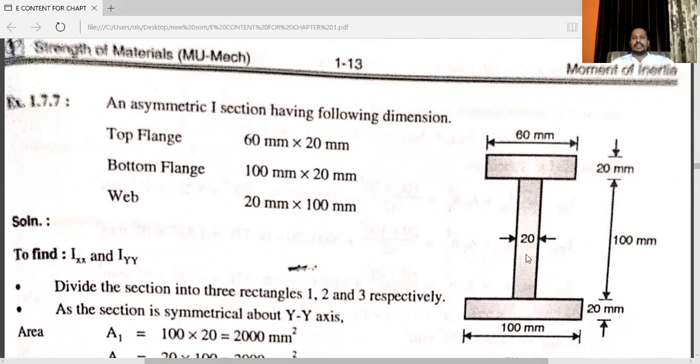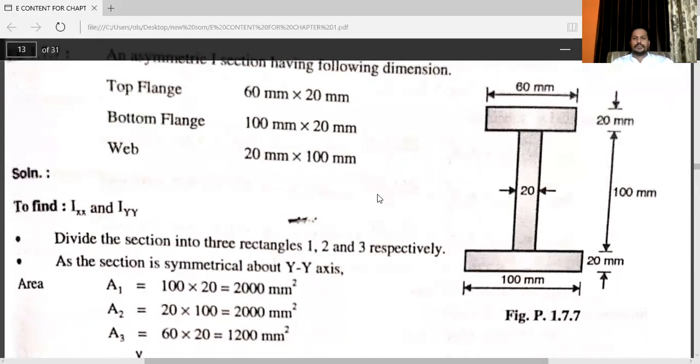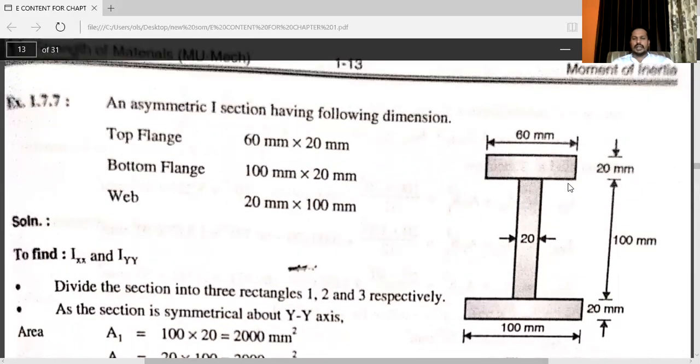If this is the vertical center line, then the diagram is symmetrical about y-axis. But here the top flange dimension and bottom flange dimensions are different. So this is an asymmetrical I section. So you have to use the regular method. See, this is your diagram.